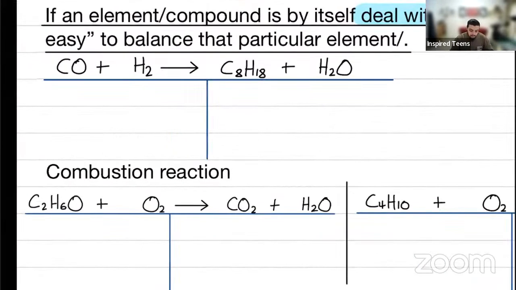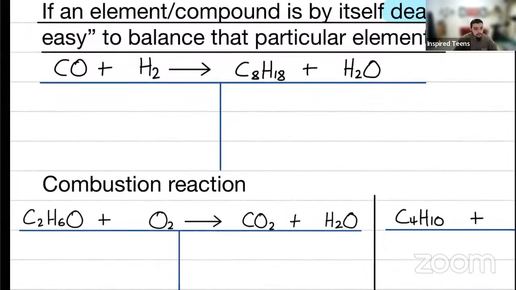And I'm going to show you an example here. Here we're dealing with carbon monoxide plus hydrogen gas that gives us C8H18. So here carbon we have 1, oxygen we have 1, hydrogen we have 2.